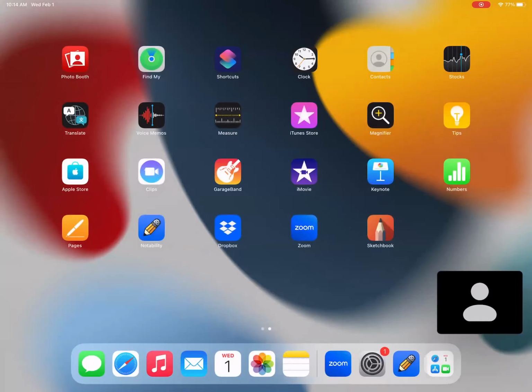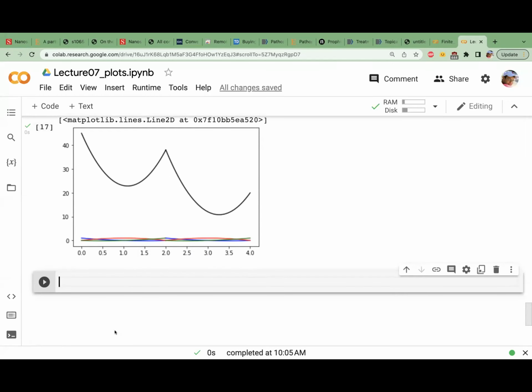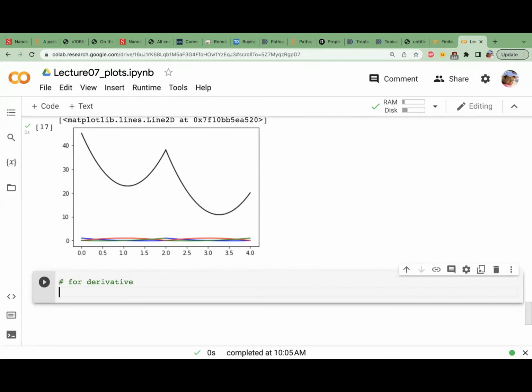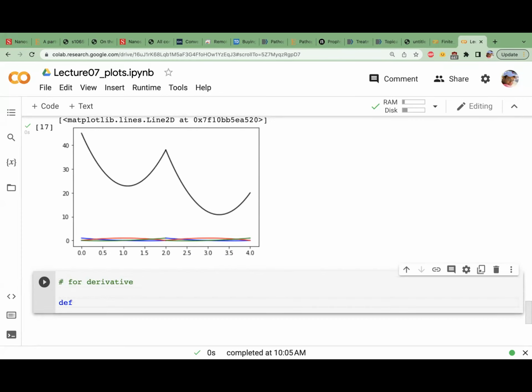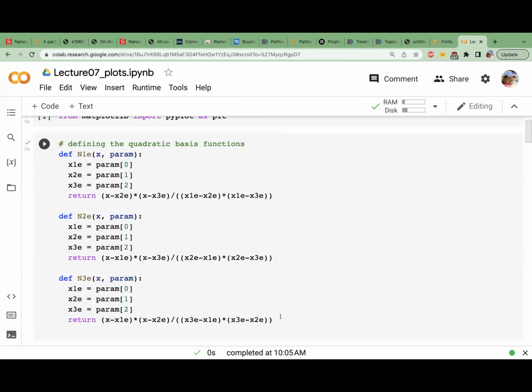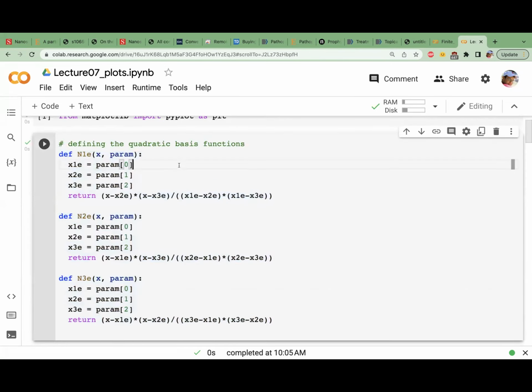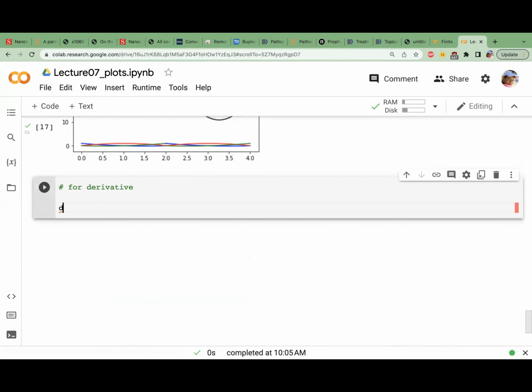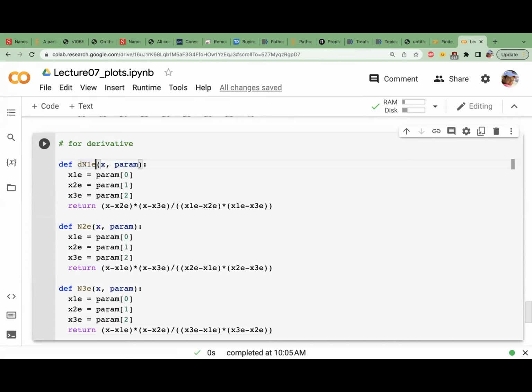Stop sharing. Here. Yes, otherwise it gets too dense. So going back to this. For the derivative, again, the only thing that I need to implement are the derivatives. The same way that I defined n1, n2, and n3 above, I will define, let me just copy that. I'm going to use the same function, but I'm just going to change to dn1 dx, dn2 dx, and dn3 dx.